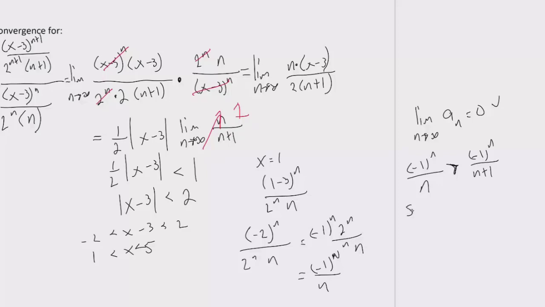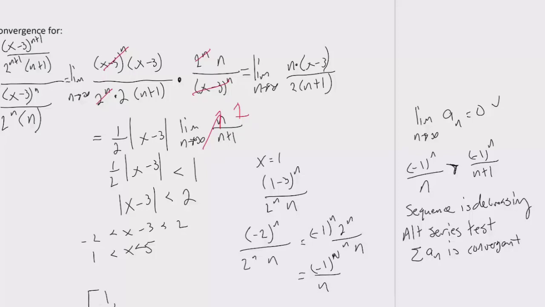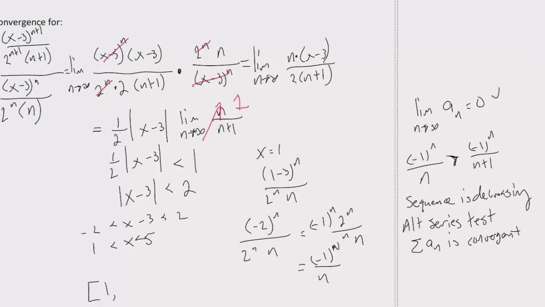So the sequence is decreasing, which by the alternating series test means our series is convergent. Okay, so what does that mean so far? That means on our interval, we can now put a bracket on the 1, because now we can say that I know it converges at that endpoint. So what about at the 5?